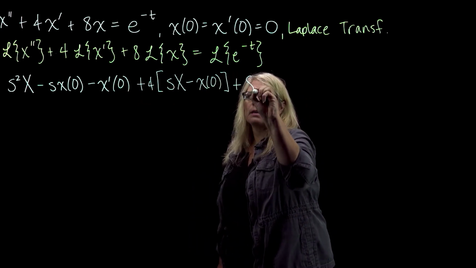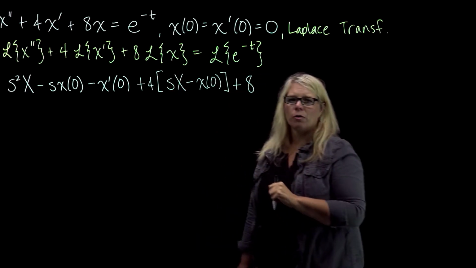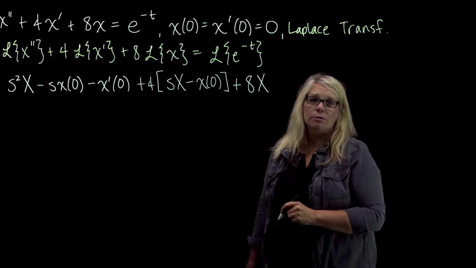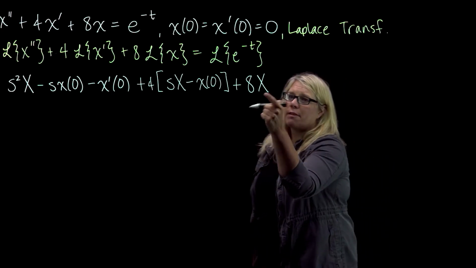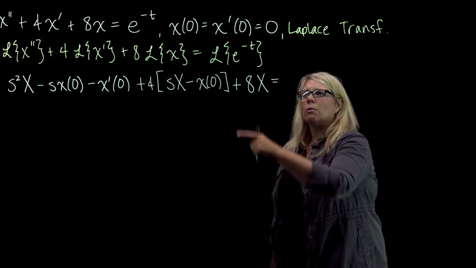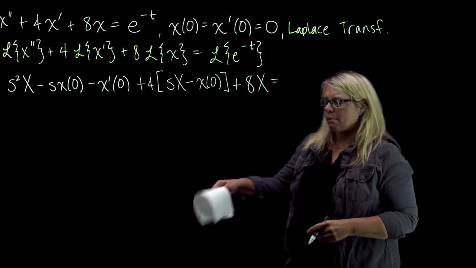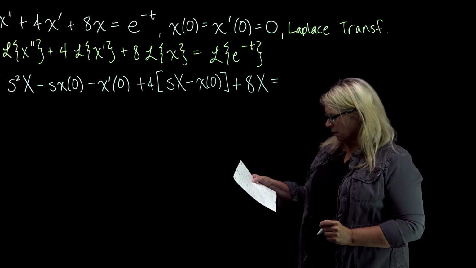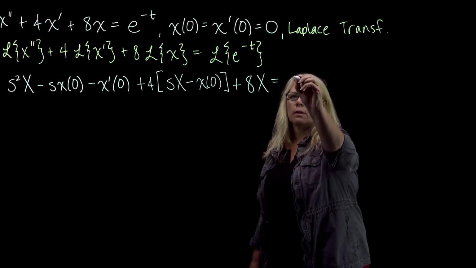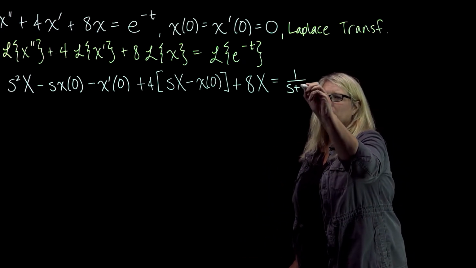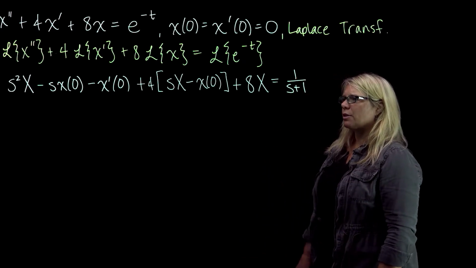And then plus 8 times the Laplace transform of lowercase x. Again, that's what the capital X represents. It's the definition of what this symbol represents in this problem. All right, and then equals, and this is one I'll look up on my table here. That's number 5 on the table with a equals -1. So 1 over s minus -1 will be 1 over s plus 1. All right, so I looked that up on the chart.